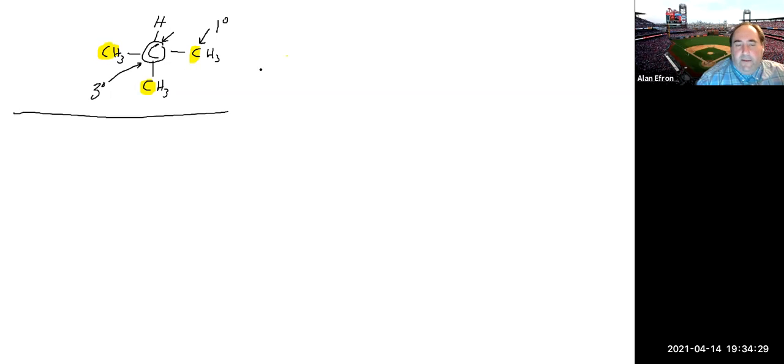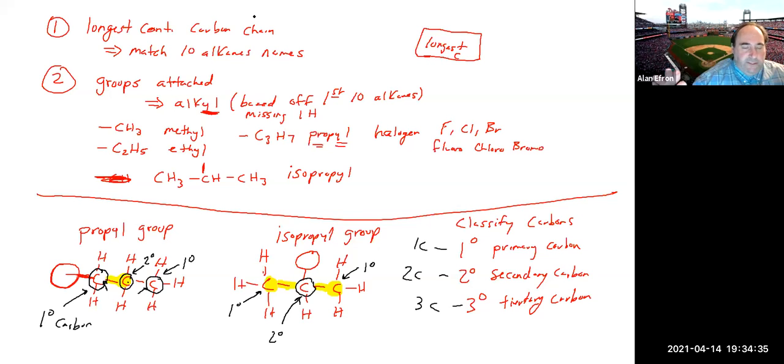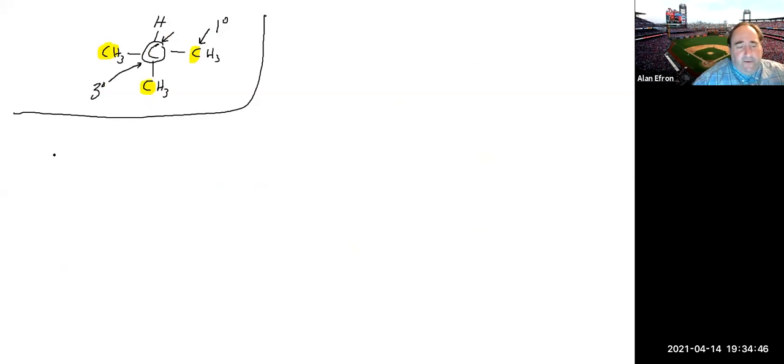Okay, so now that we understand the groups that are happening, these are the main steps. We want the longest carbon chain. I recommend putting a box around it. You might even want to circle all the groups that are not part of the chain. Once we do that, we want to identify the groups. And then the important part is to number the chain. You saw me do it a couple of times there. Number the longest carbon chain.